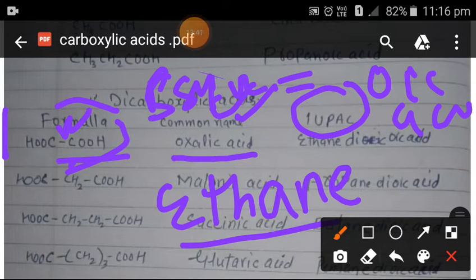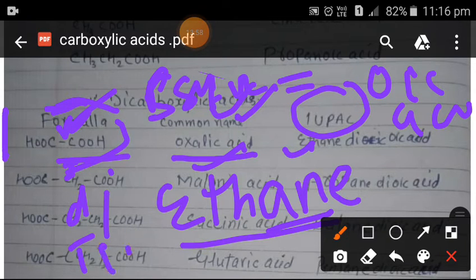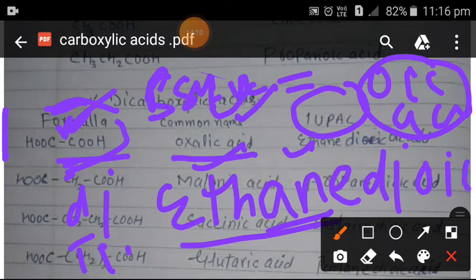So you write ethane. Eth is the word root and ane is the primary suffix. After that, you will see here there are two carboxylic acid groups. Accordingly, when there are two, you write di. When there are three, you write tri. Since these are dicarboxylic acids, you use di here. After that, you will write the secondary suffix, that is oic acid.